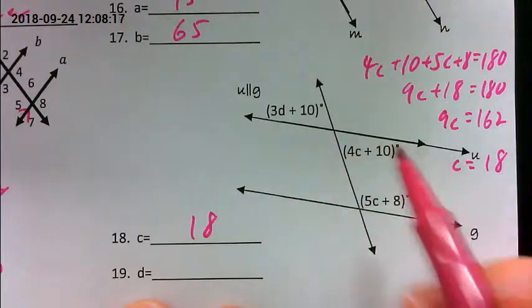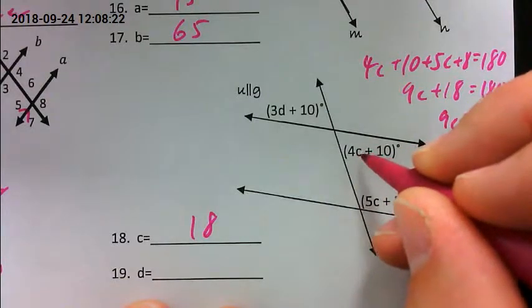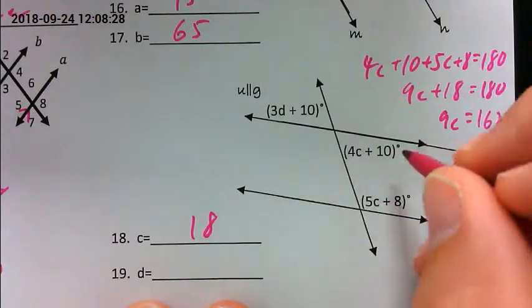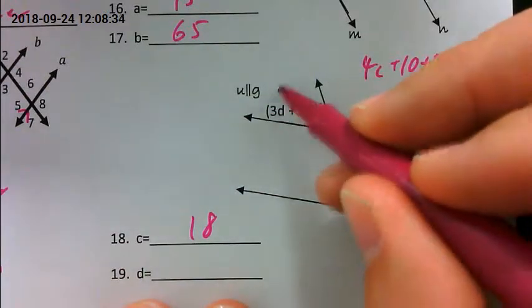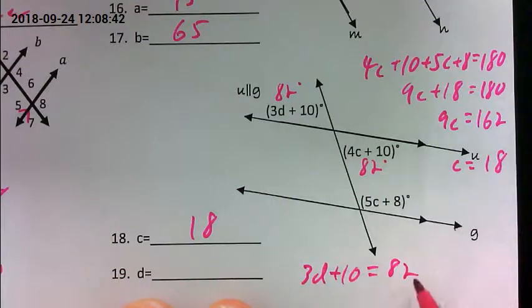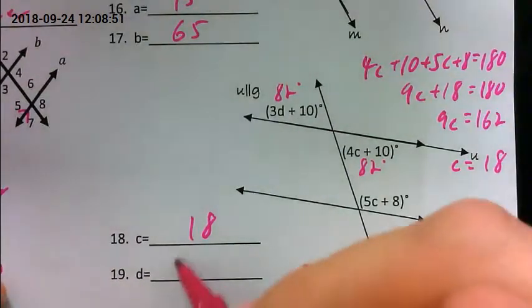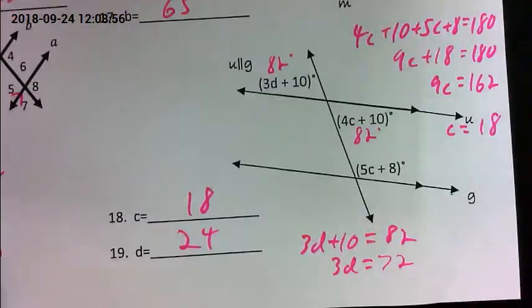And then, now that we know what this is, we can plug it in and figure out this angle measure. So, 4 times 18 is what? 72. And 72 plus 10 is? So this angle is 82, which makes this angle also 82. So now we know what to set that one equal to. So 3D plus 10 equals 82. Subtract 10, and you get 72. And then 72 divided by 3 is 24. All right. So that was that whole review.